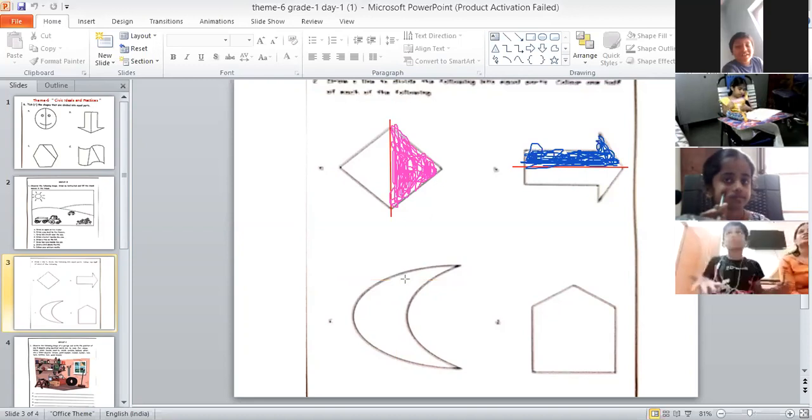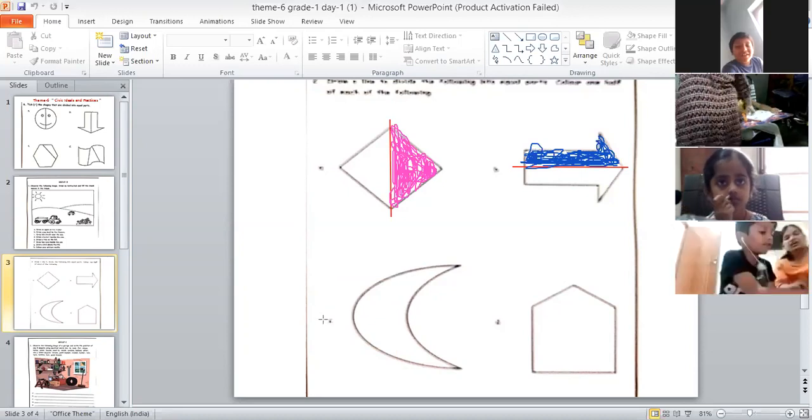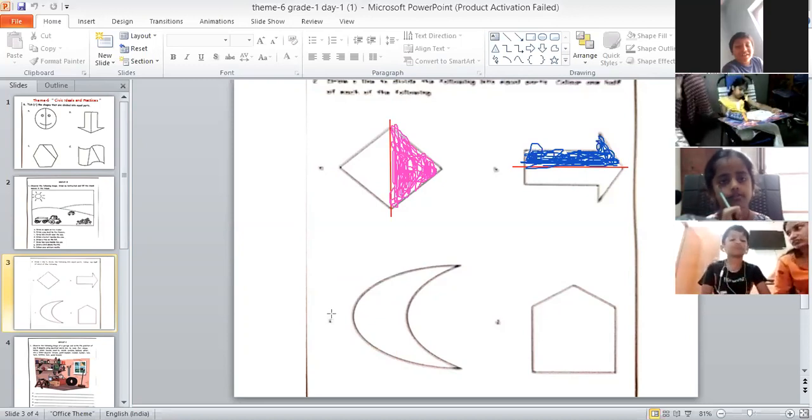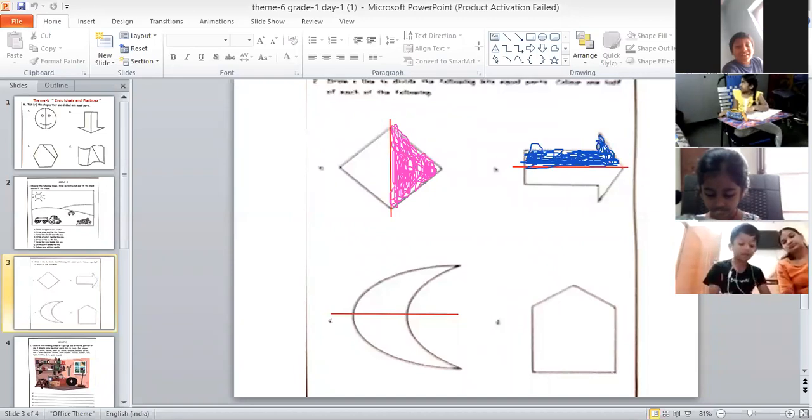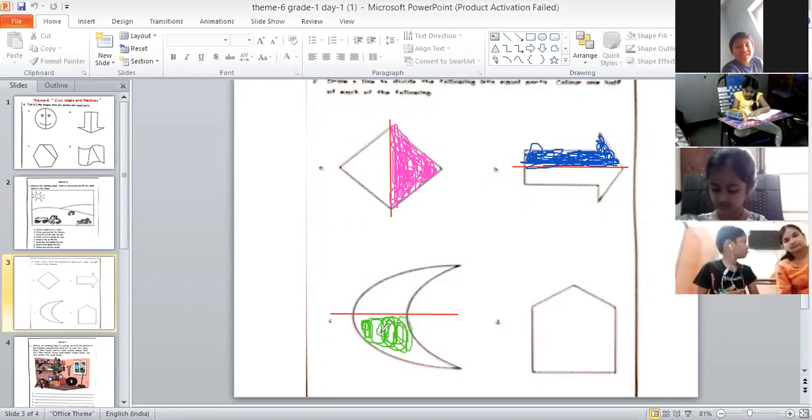So we should know whether we have to draw a horizontal line or vertical line first, and then we should also know from where we have to draw this line. So we will draw this horizontal line from the middle of the shape. Okay, then only this shape will be divided into equal parts, and then we will be coloring half part of it. This means we'll be coloring any one part of it, right? Okay, so I am coloring this down part.